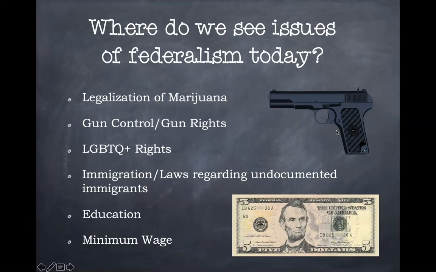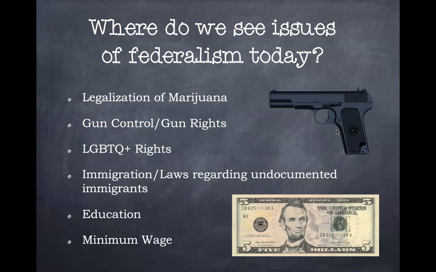When do we see issues of federalism today? So we see the legalization of marijuana. That's an issue because certain states are legalizing it. The federal government is going to have to eventually make a decision on whether they want to legalize it nationwide. You also see it in gun control and gun rights, LGBTQ plus rights, immigration or laws regarding undocumented immigrants.